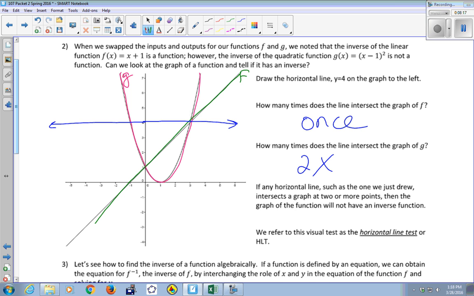Okay, so we have this thing called the horizontal line test. It says if any horizontal line, such as the one we just drew, intersects a graph at 2 or more points, then the graph of the function will not have an inverse function, and the function will not be one-to-one. So we call that the horizontal line test, HLT for short.